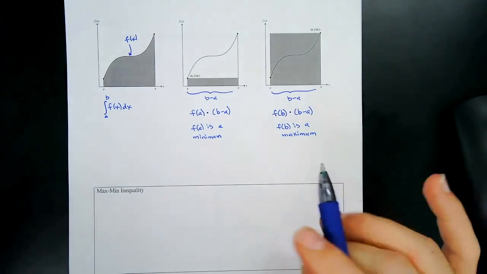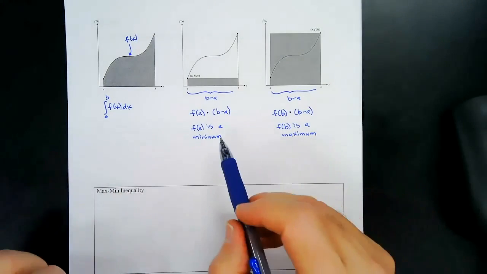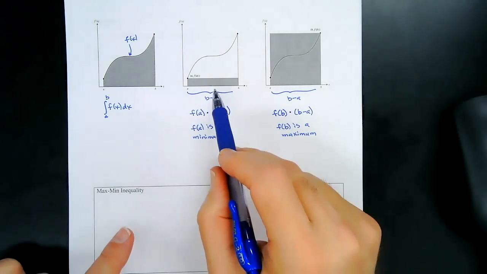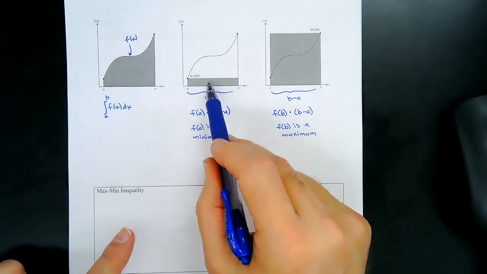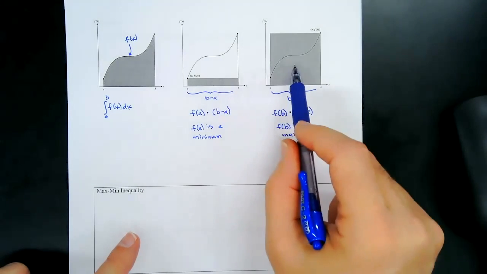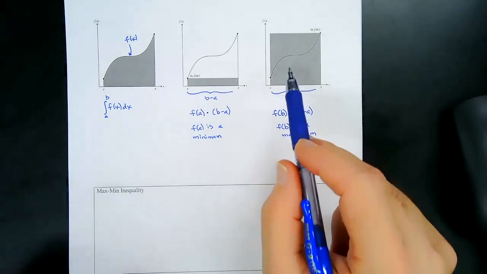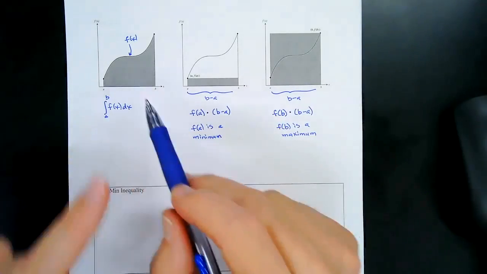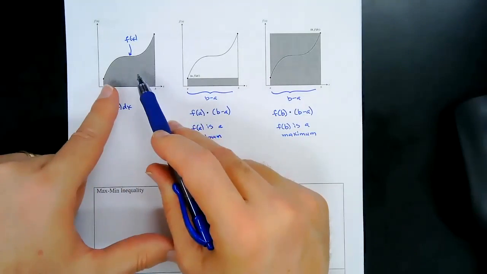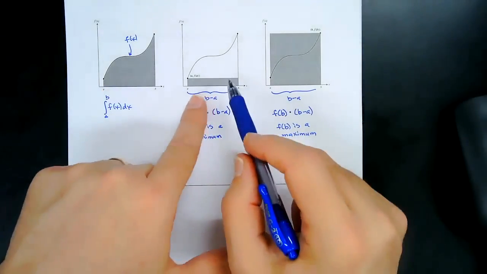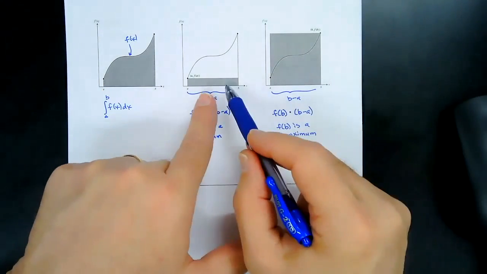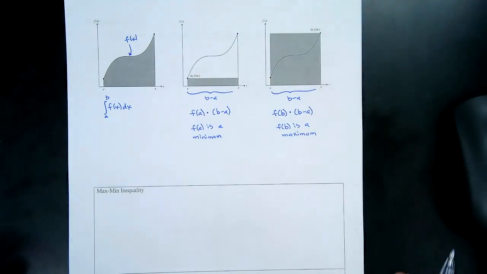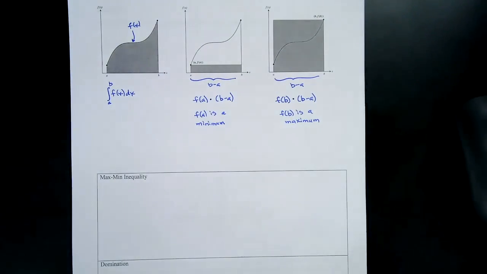All right, so what we just discovered, if f of a is a minimum, this integral is going to have to be somewhere in between this, because this isn't enough area and this is too much area. This is like the three little bears: too little, too big, just right. So this integral right here, this area right here, is somewhere in between the area of this rectangle and the area of this rectangle. And that's what the max-min inequality says.